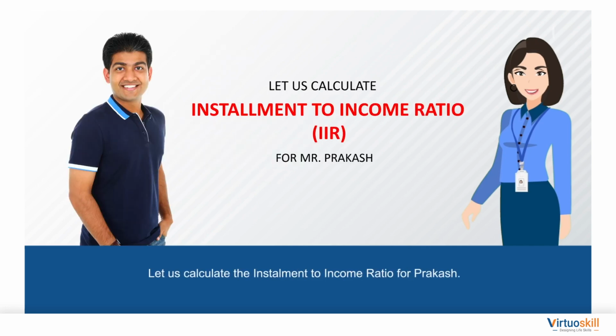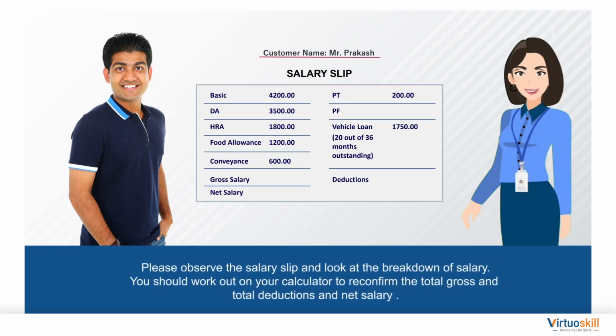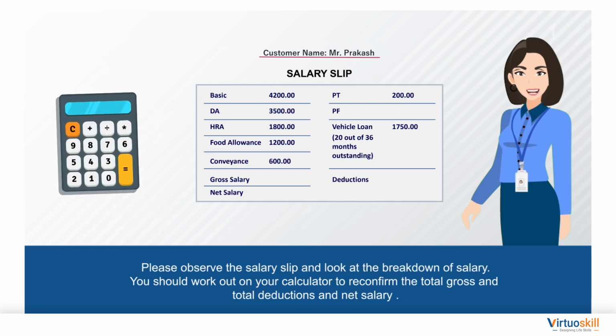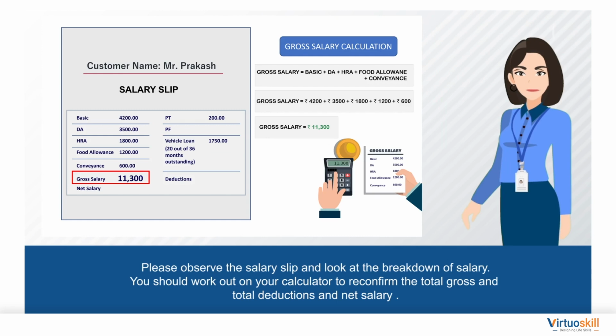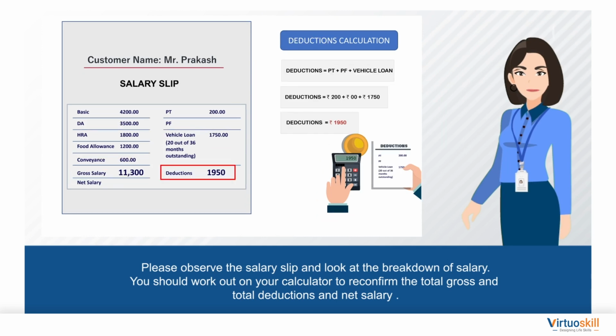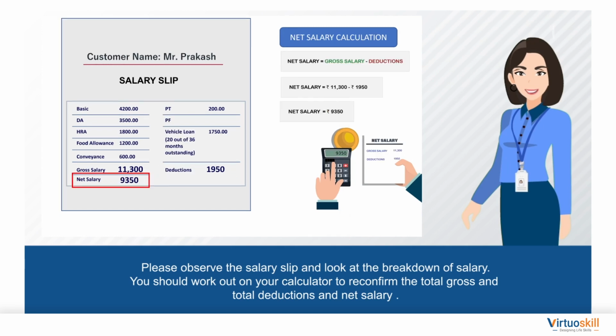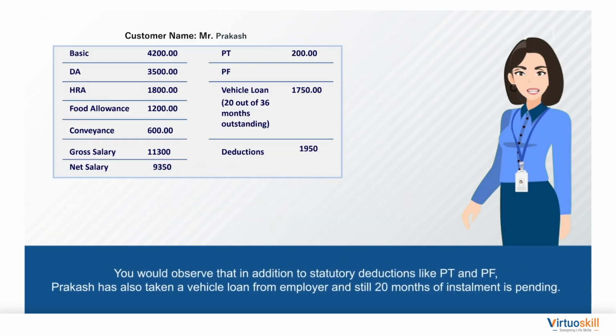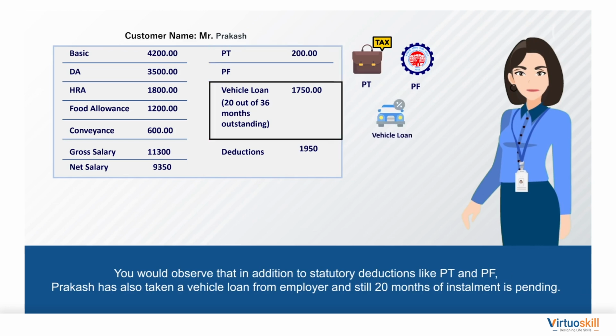Let us calculate the installment to income ratio for Prakash. Please observe the salary slip and look at the breakdown of salary. You should work out on your calculator to reconfirm the total gross and total deductions and net salary. You would observe that in addition to statutory deductions like PT and PF, Prakash has also taken a vehicle loan from employer and still 20 months of installment is pending.